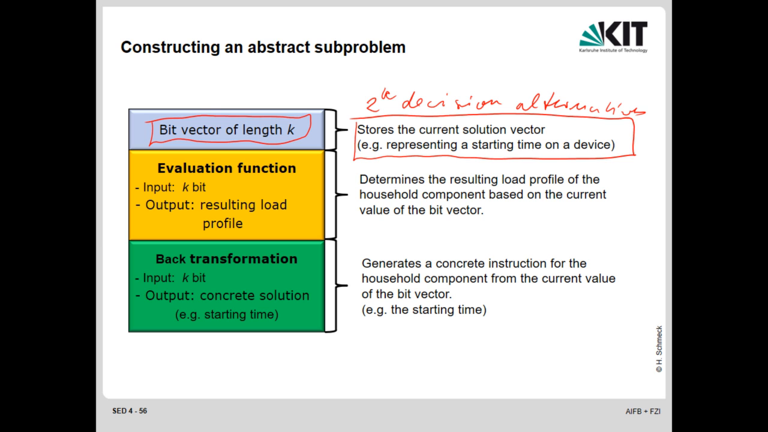And then we have to know how to interpret every specific combination of bits. If we have such a combination, what does it mean for the load profile, for example? So we have to provide a load profile for that device. It gets the k bits as input and provides a load profile based on those k bits. And in the end, what we need is a command for our device to start at a specific time. So that's the back transformation, a concrete solution or command to actually start our device.